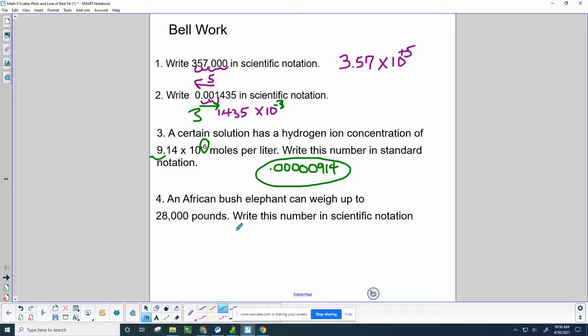An African bush elephant can weigh up to 28,000 pounds. Write this number in scientific notation. All right, so the decimal starts after that last 0. And then we have to move it 1, 2, 3, 4 places to the left. So when we write our scientific notation number, we'll go 2.8 times 10 to the 4th power. All right, let's move on.